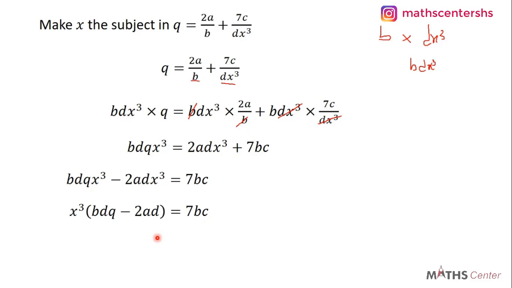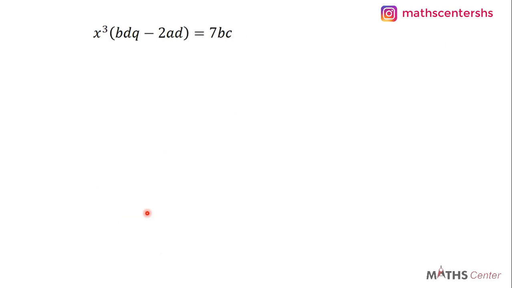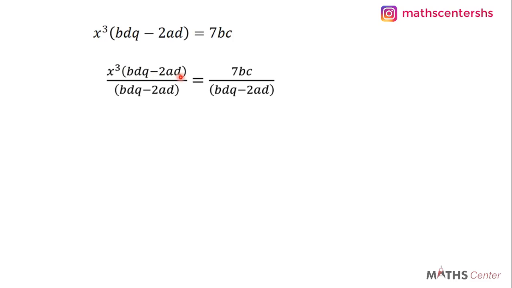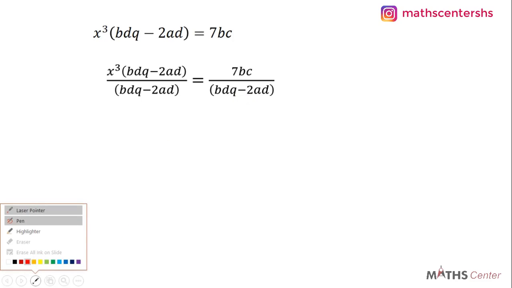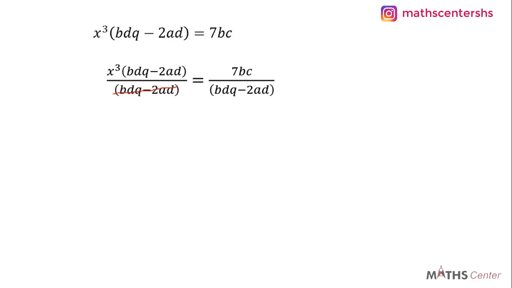We've done a lot of this factorization here and in algebra, so you should be conversant with doing it by now. You divide both sides by the group of letters or the variables attached to what you want to make the subject, and in this case that is bdq minus 2ad. So we divide the left hand side by bdq minus 2ad. We divide the right hand side by bdq minus 2ad. When you do that, we can see that this will cancel this as we have done here. So x exponent 3 will give us 7bc divided by bdq minus 2ad. So x is now alone here.